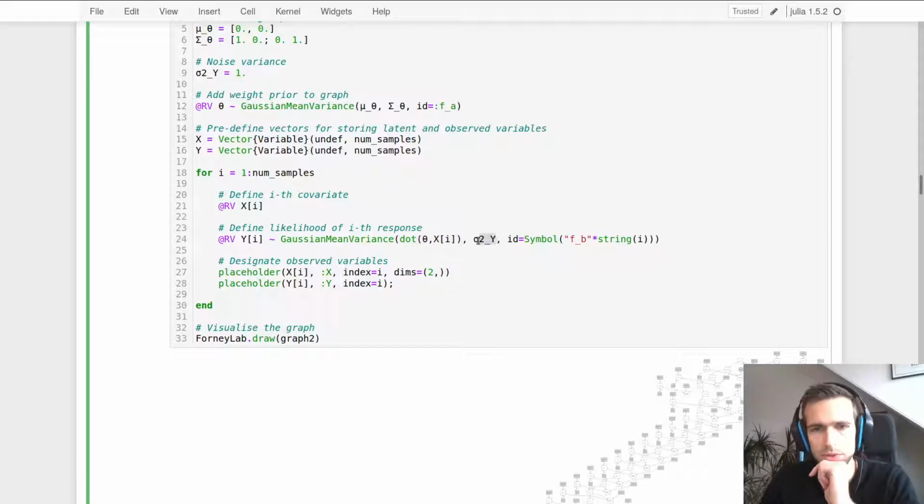Here we still use this noise variance component for the likelihood, and in here we're building a string f of b i, so the ith likelihood node, and we're casting that into a symbol. If you remember, a symbol is a reference to a variable, so that's a colon and then some variable name. We're going to say that the ith x and the ith y are observed, and we tell Forney Lab that it's indexed at a particular point.